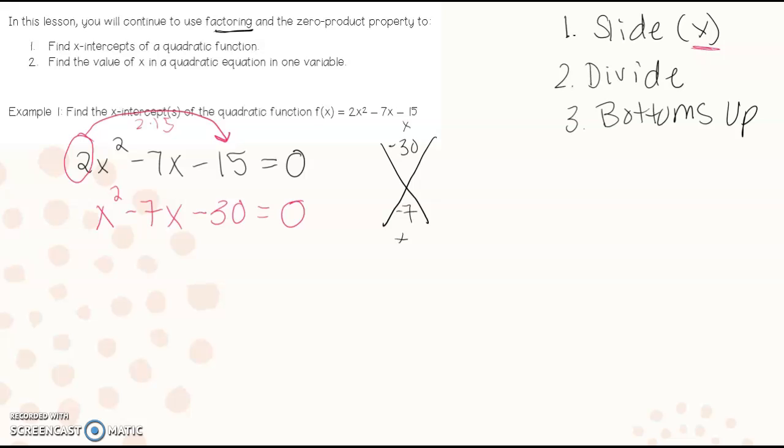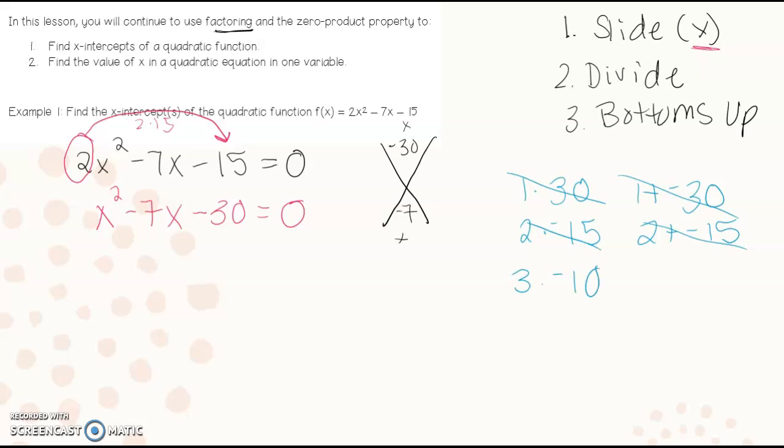Well, I know 1 times 30 is 30, but is 1 plus negative 30 negative 7? No, that doesn't work. Well, I also know that 2 times 15 is 30. And again, let's make that larger number negative. Is 2 plus negative 15 negative 7? No. How about 3 times negative 10? Is 3 plus negative 10 negative 7? And it is. So my two values are going to be 3 and negative 10.